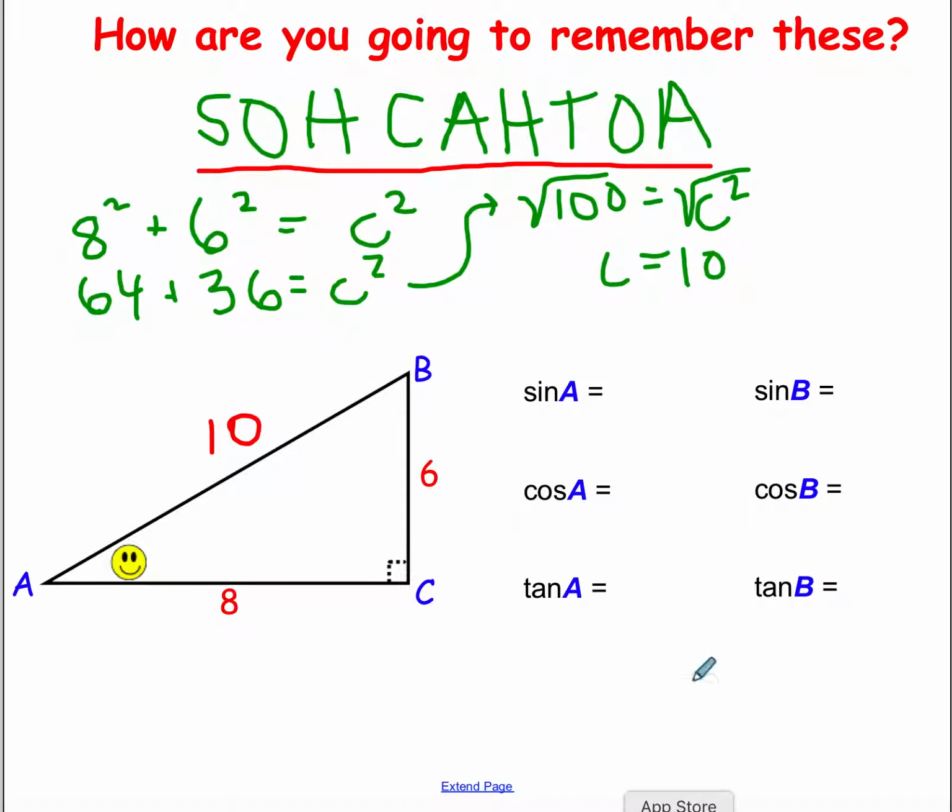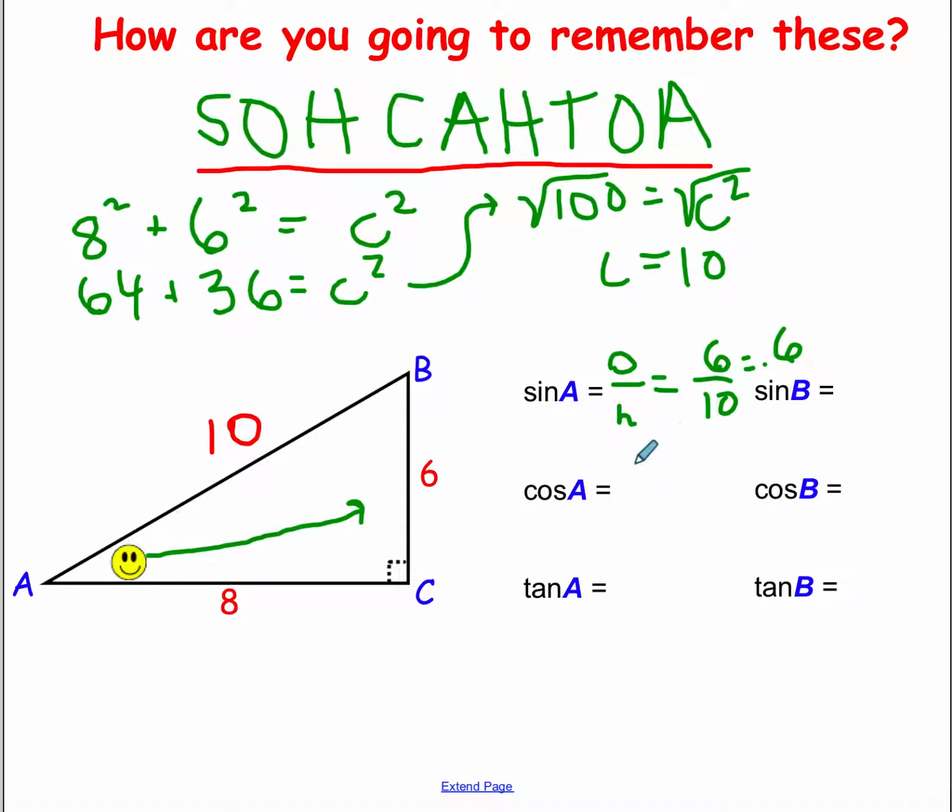Okay, so first, let's just handle all of the A's. So first we're asked to find sine of A. What is sine of A? Well, sine of A, if we look up here, is opposite over hypotenuse. So once again, I have my little smiley face here. I need to look from the perspective of my smiley face. The side that's opposite angle A is 6. So this is going to be opposite over hypotenuse. And the side that's opposite is 6, and the hypotenuse is 10. So sine of A is 6 over 10, or 0.6. You can write it either way.